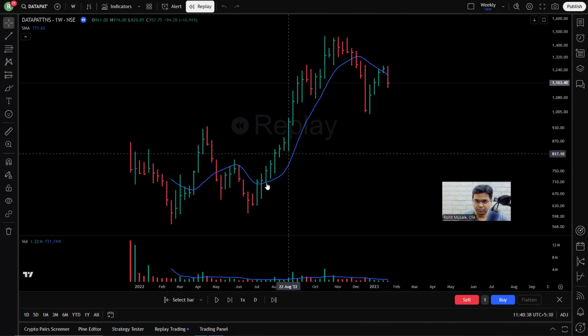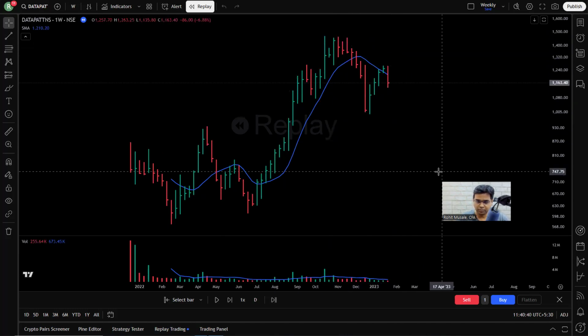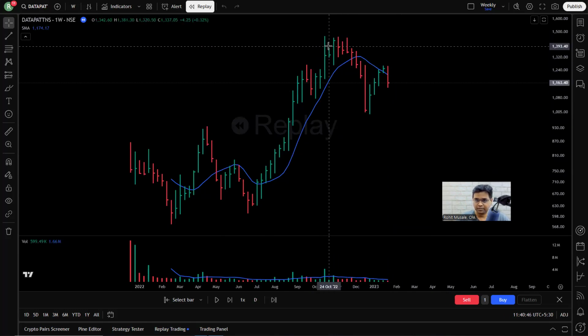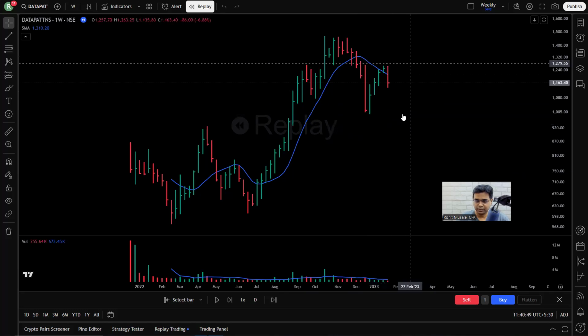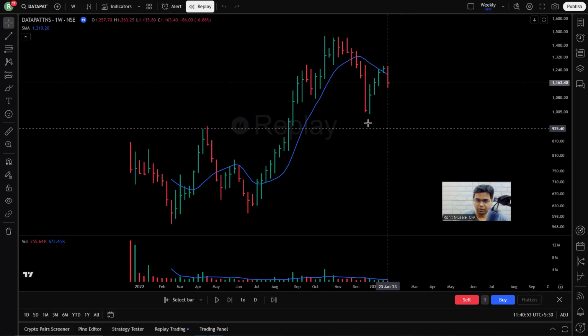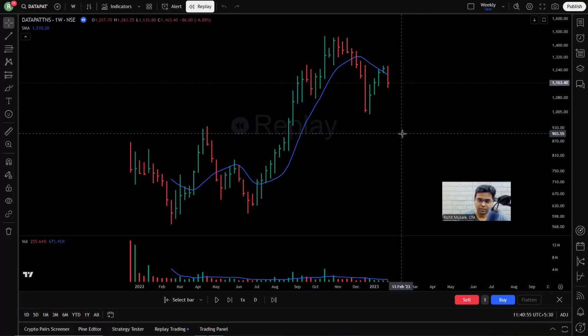So have a look at this base. The stock is going up. It has started forming a base. The first thing to understand here is this is not a cup with handle, nor is it a cup. Okay, nor is it a double bottom, nor is it a high tight flag, nor is it an ascending base.